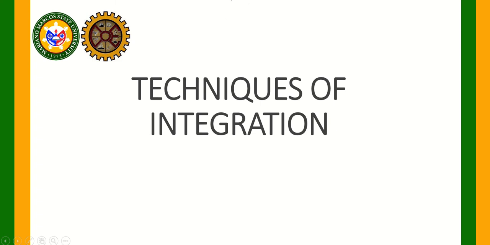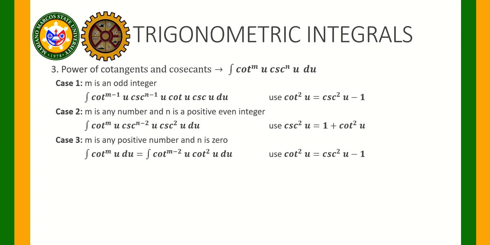Okay, so let's continue our discussion in the techniques of integration. Of course, we are still in trigonometric integrals, but now with the power of cotangents and cosecants. So m is the power of our cotangent and n is the power of our cosecant. So these are the cases. So let's apply them to some examples.